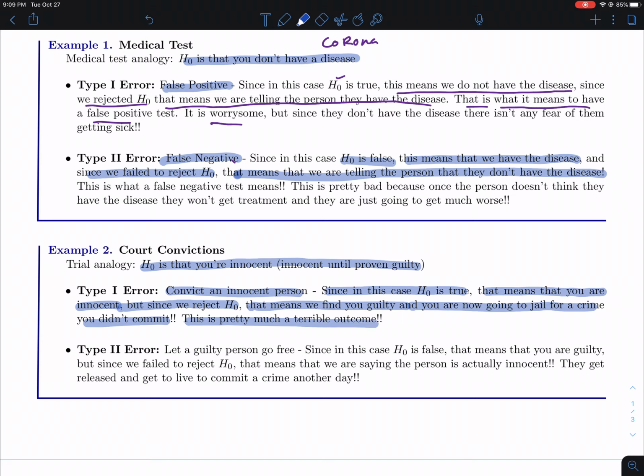This would be sort of the worst case scenario in the world, having to go to jail, serve time for a crime you didn't actually commit. So not good at all.